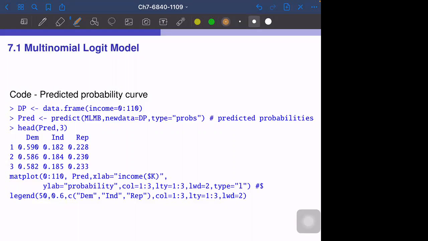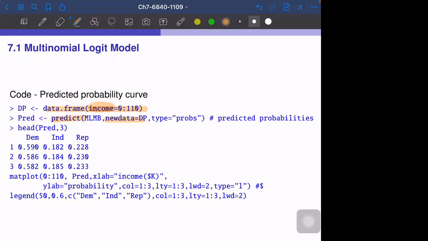And the code for the predicted probability curve is here. Basically, we have to do prediction for new values of income. So we have to set up a new data set. Then we have to make a prediction. In our predict function, the data frame should always have the same shape as the original data. The original data actually has 4 variables, but we only have to use the income variable. So we have to have exactly the same name, income, and it has to be a data frame.